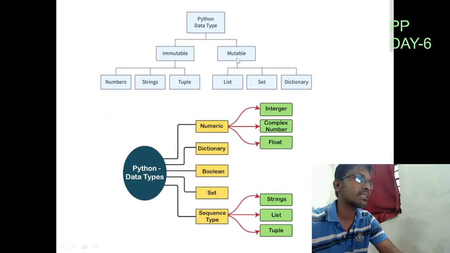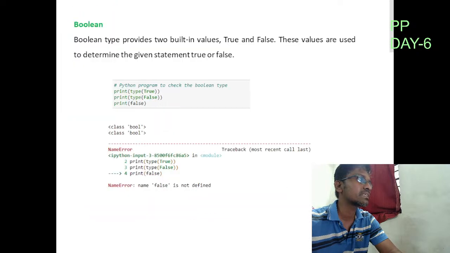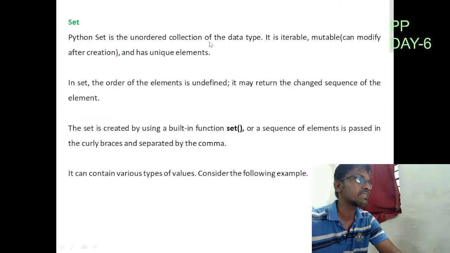So set is a mutable data type, and it does not come under the sequence types. That's why set is an unordered collection of data types, and a set is a mutable data type. That means you can modify the values after creation.